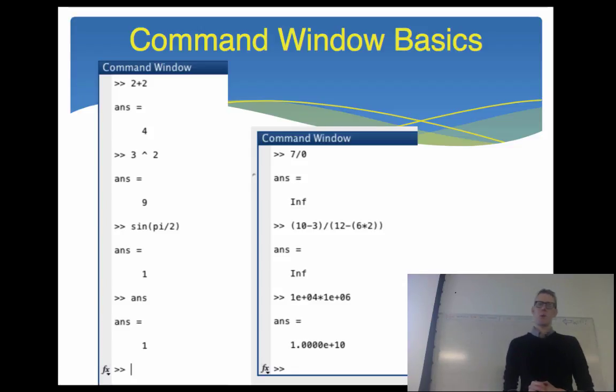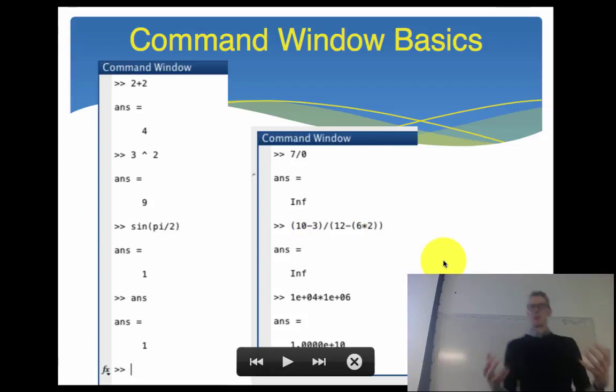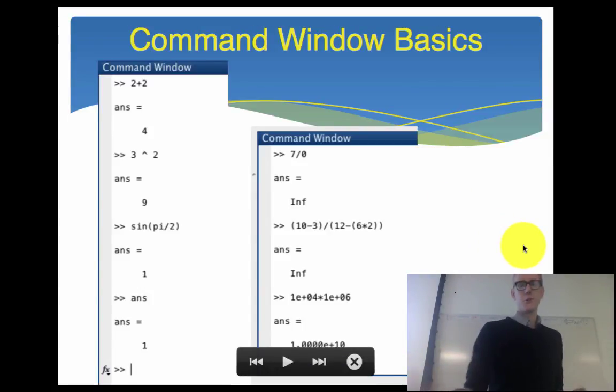So can everyone see why that would come out as infinity? If we go through it carefully, starting with the innermost brackets, what we have is 6 multiplied by 2, which is going to evaluate to 12. Then we have 12 minus 12. And then we do 10 minus 3 divided by 12 minus 12, which will come out as infinite because 12 minus 12 is 0.